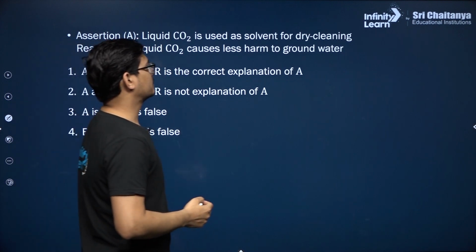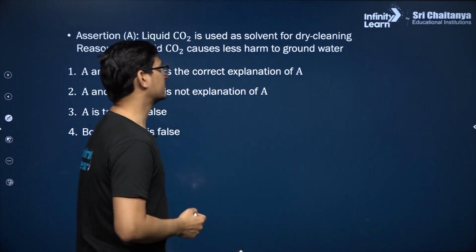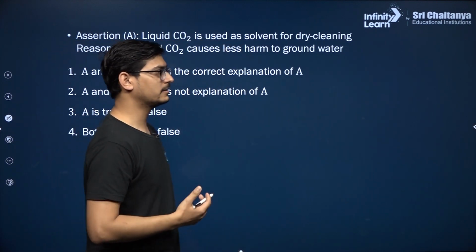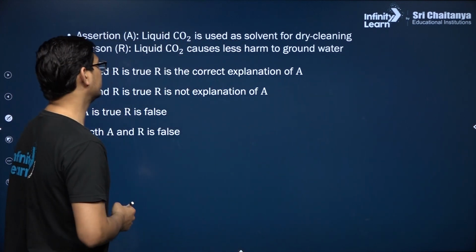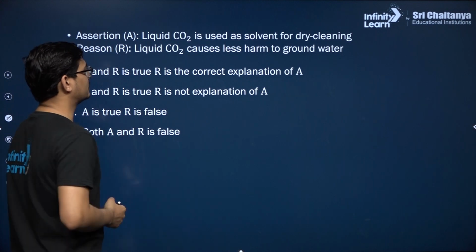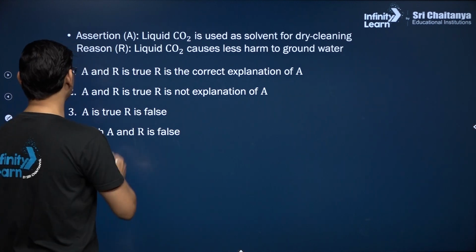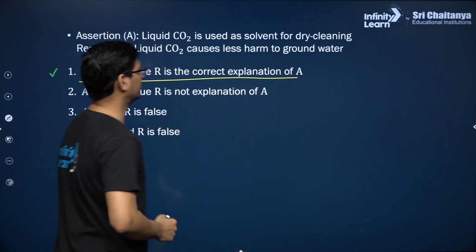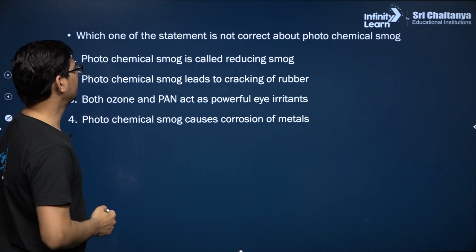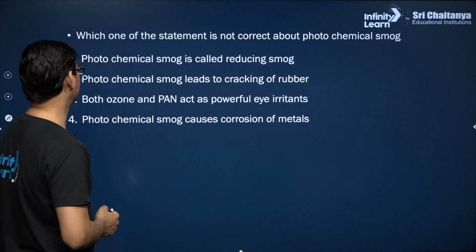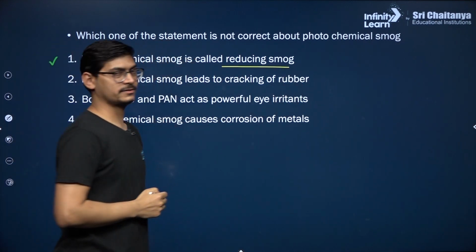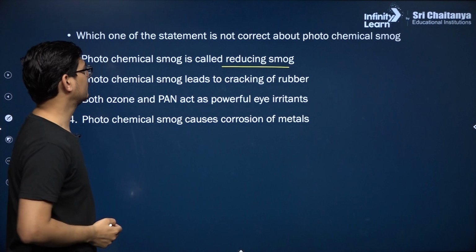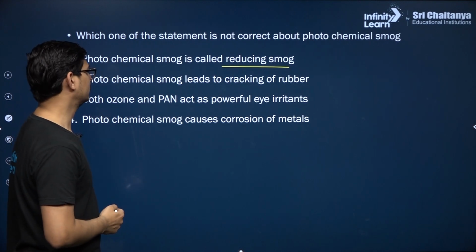Liquid CO2 is used as a solvent for dry cleaning, yes, and it is less harmful, yes, because the earlier chemical used for dry cleaning was maybe chlorine, right, and other harmful reagents, but carbon dioxide comparatively is less harmful. So first option is the correct answer. Which of the following statements is not correct about photochemical smog? The photochemical smog is actually oxidizing smog, it's not reducing. The other statements are correct, right?